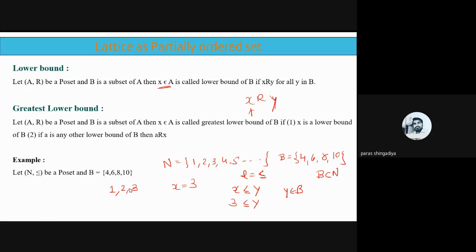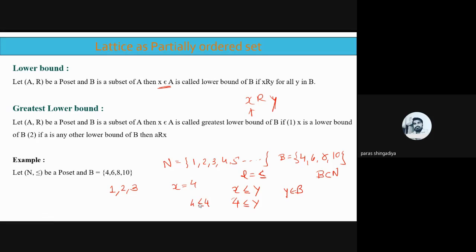Now the next number is 4. If we consider X equal to 4, just replace X with 4. Now 4 less than or equal to Y. The first entry of B is 4, and there is equality there, 4 less than or equal to 4. Equality is there, therefore we can say that this form is correct.